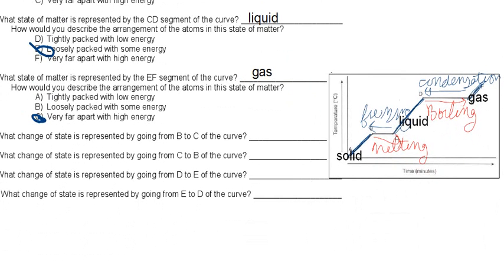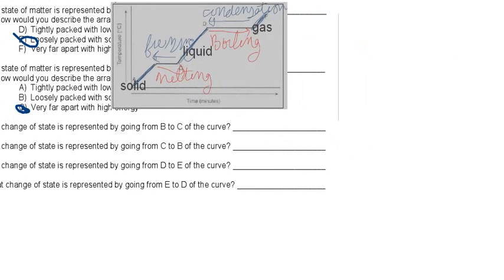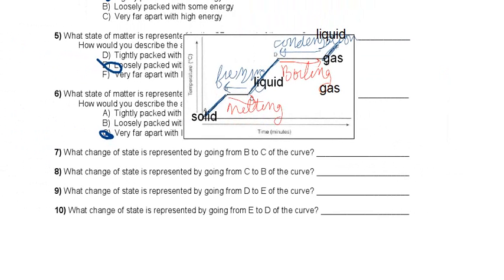So next question asks, what change of state is represented from B to C? This is why it's called a heating and a cooling curve, because you can read this graph from left to right. You could also read this graph from right to left, and you can see that it could heat or cool. So if we're starting at B, B is a solid transitioning into a liquid. That is called melting. Whenever you have your C, your liquid, and then you're going to B, your solid, that is freezing.